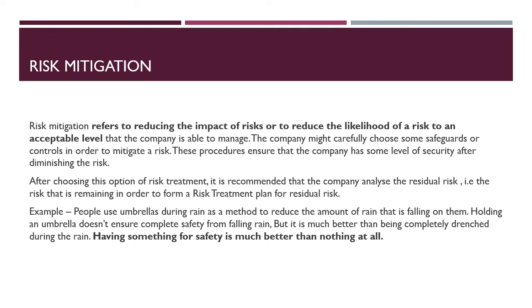Example, people use umbrellas during rain as a method to reduce the amount of rain that is falling on them. Holding an umbrella doesn't ensure complete safety from falling rain, but it is much better than being completely drenched during the rain. Having something for safety is much better than nothing at all. We all are familiar with this type of risk mitigation method.